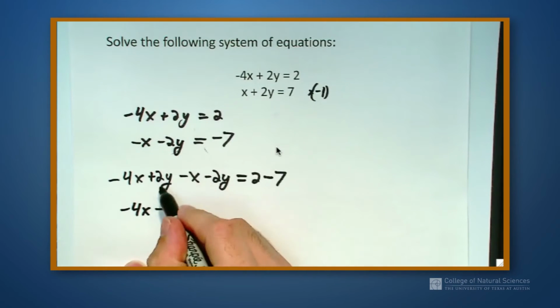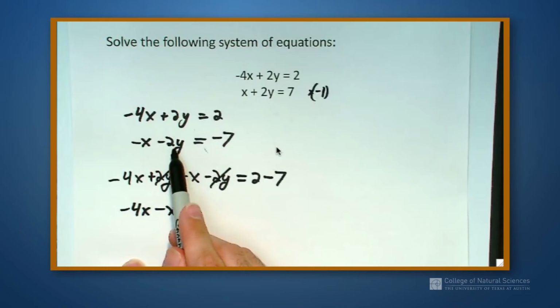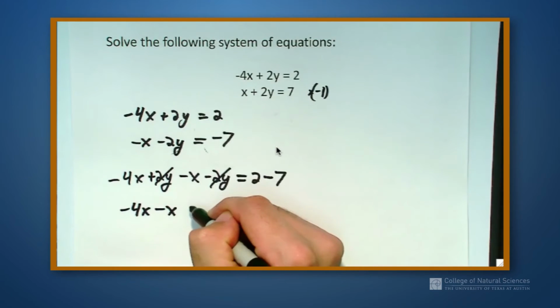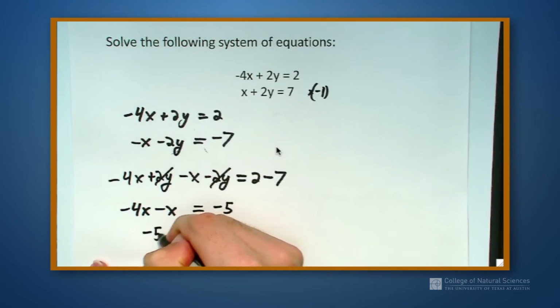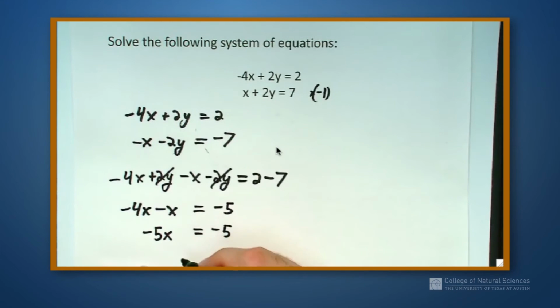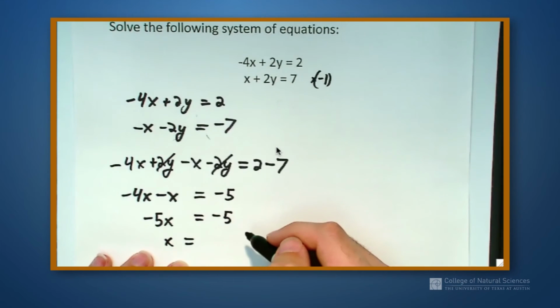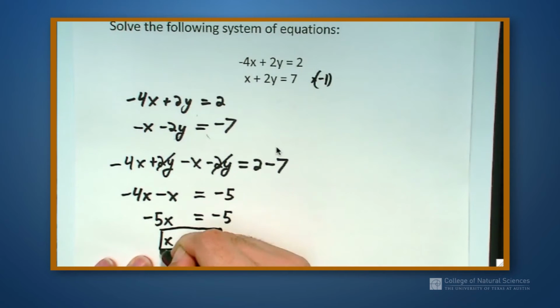All right, now I have minus 4x minus x. This 2y will cancel with the minus 2y, and that's actually why I multiplied through by minus 1: I saw that I wanted this 2y to cancel with this 2y. Eliminate y out of the equation, so I have one equation with one unknown. 2 minus 7 is minus 5. So minus 5x, I have minus 4x and another minus 1x gives me minus 5x is equal to minus 5, or x is equal to 1. So one of our variables is x equals 1.